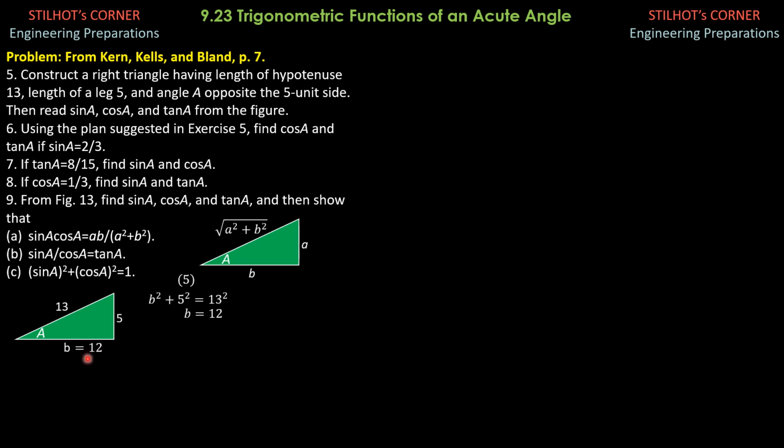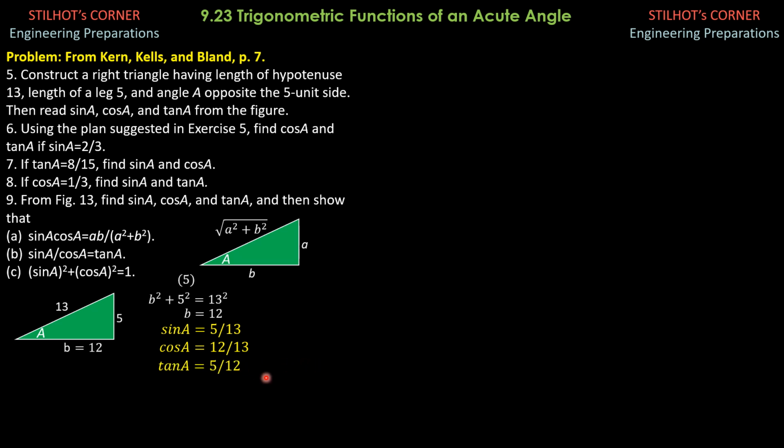So if B is 12, we can now read from this right triangle that sine of A is opposite 5 over hypotenuse 13. Cosine of A is adjacent side 12 over hypotenuse 13. So cosine of A is 12 over 13. And tangent of A is opposite over adjacent, so 5 over 12.